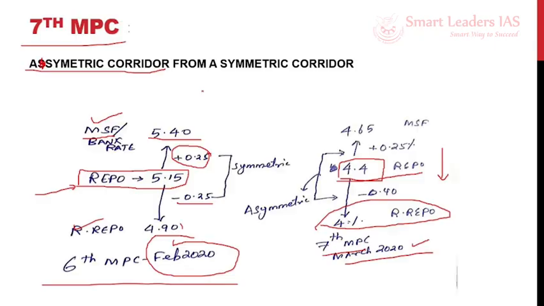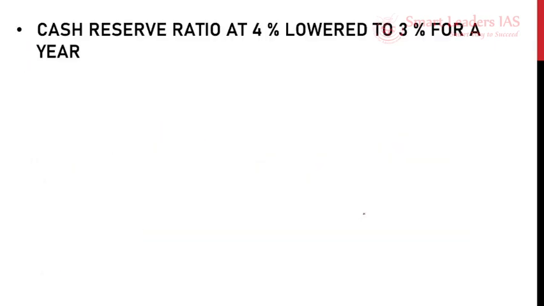Before looking into the question that we saw, we'll come to that. But other decisions were also taken in the 7th Monetary Policy Committee, the COVID-19 emergency meeting. Here, the cash reserve ratio, after many years, has been lowered from 4% to 3%.